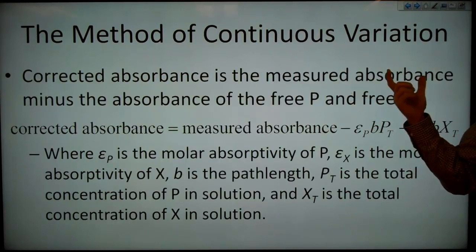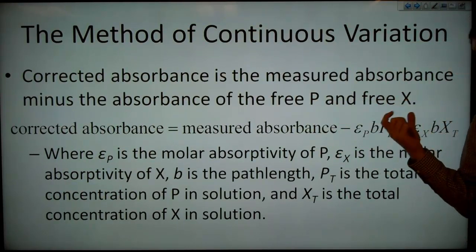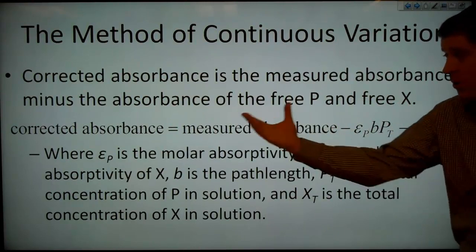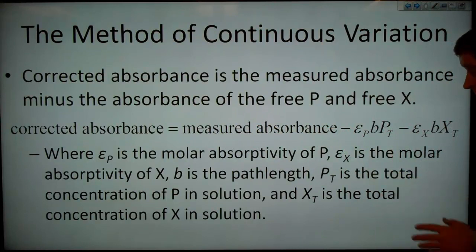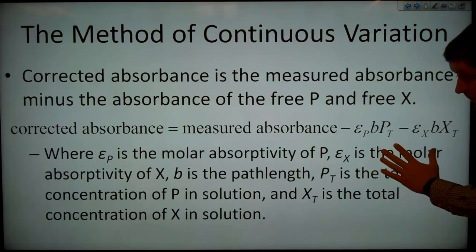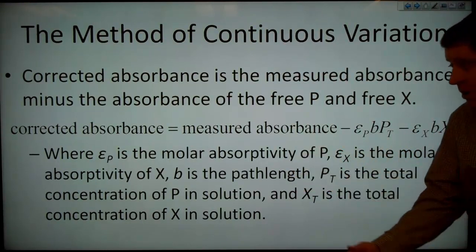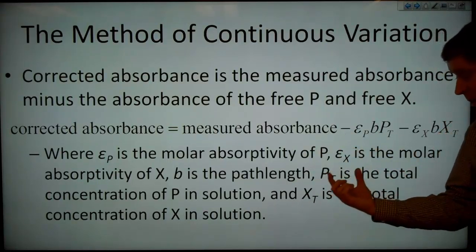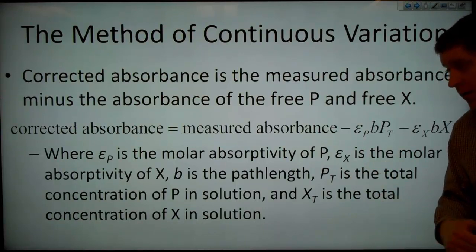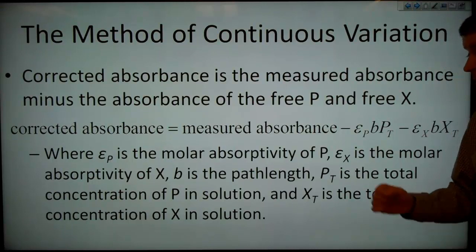The corrected absorbance is the measured absorbance minus the absorbance of our free P and free X. So the corrected absorbance is the measured absorbance minus the molar absorptivity of P times the path length times Pt, minus the molar absorptivity of X times path length times Xt, where again here epsilon P is the molar absorptivity of P, epsilon X is the molar absorptivity of X, b is our path length, Pt now is our total concentration of P in solution, and Xt is the total concentration of X in solution.